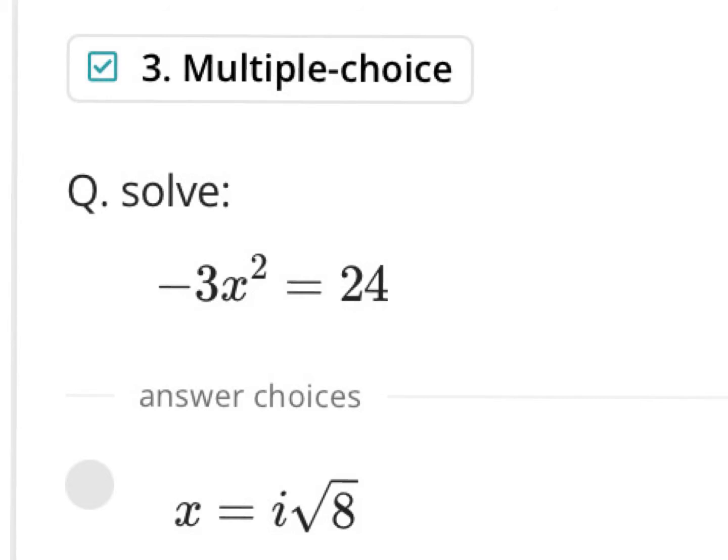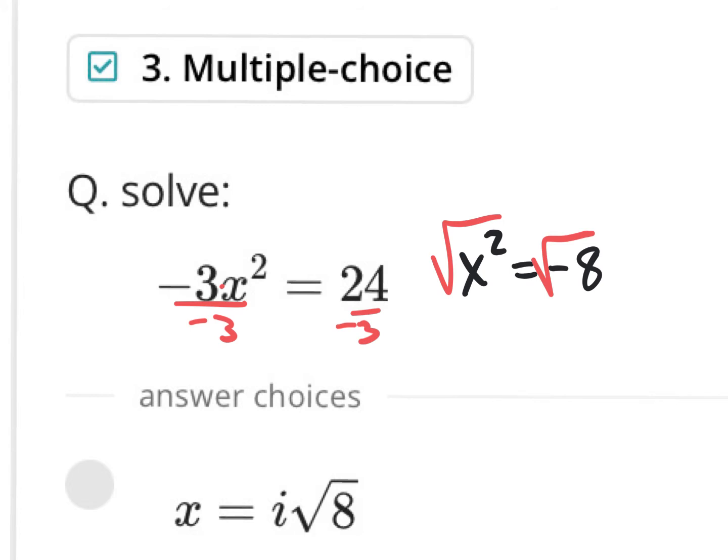All right, this is just a review question here, solving, right? And I hope we remember from the last test that you're going to divide by -3, divide by -3. We do end up with x squared equaling -8. And yes, we are going to square root. And remember, when you apply a square root in an equation, you're going to have a plus or minus in front of your answer. But not only that, you actually have to simplify the square root of -8.